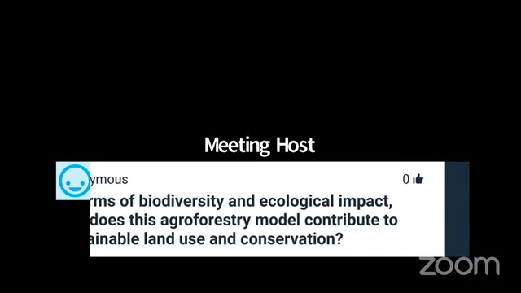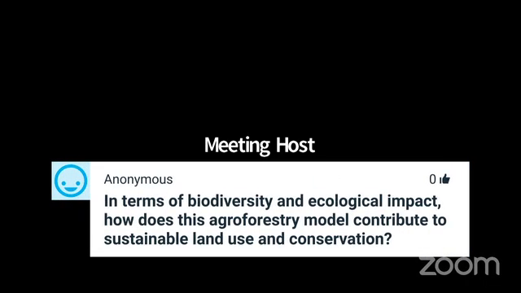Okay. In terms of biodiversity and ecological impact, how does this agroforestry model contribute to sustainable land use and conservation? I told you that we are not just going with only sandalwood, we are also going with other horticultural crops which add to the diversity of the whole project. Secondly, wherever there are open spaces available, we will also try to plant some of the species, like fig. Fig will harbor so many birds and other small reptiles and animals, which will create a lot of floral and faunal biodiversity in the plantation area.